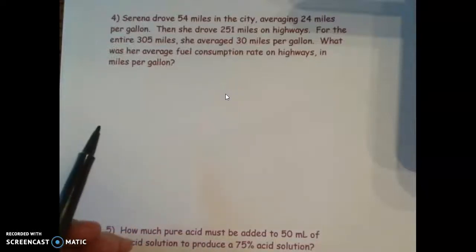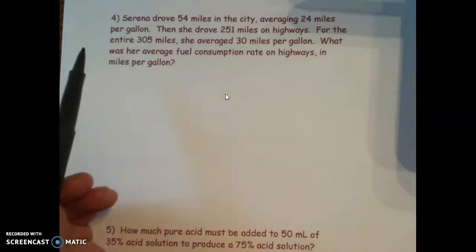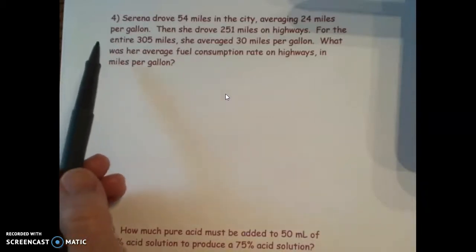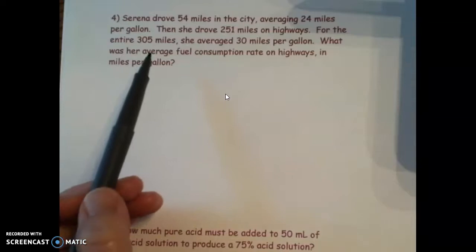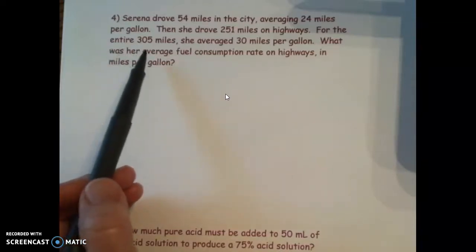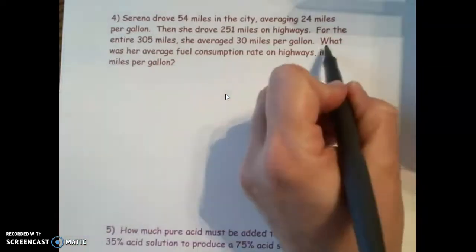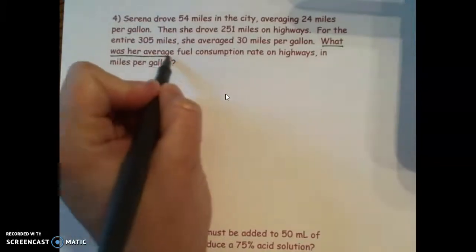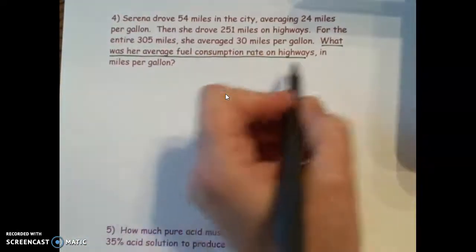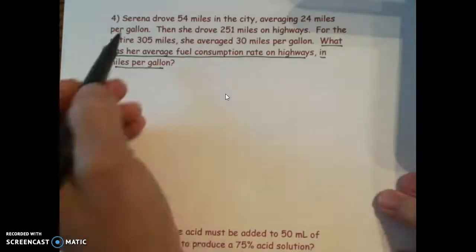Okay, back with example 4, it says Serena drove 54 miles in the city, averaging 24 miles per gallon. Then she drove 251 miles on highways. For the entire 305 miles, she averaged 30 miles per gallon. What was her average fuel consumption rate on highways in miles per gallon?